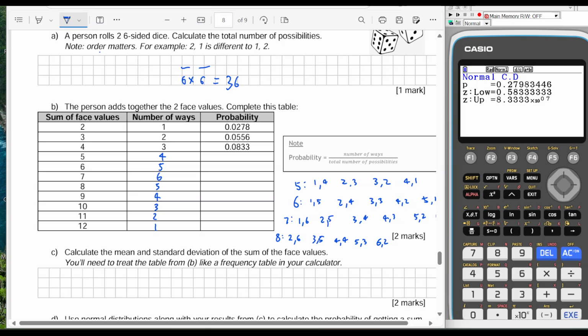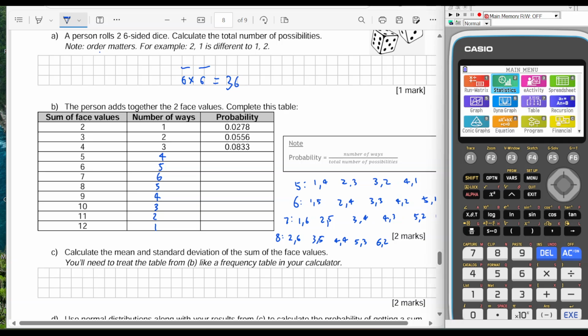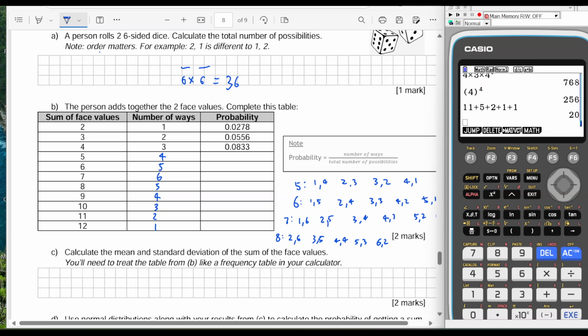Okay, next we're going to calculate the probabilities. So the reason that I've put the probability table in and started it is so that you can check. If I work out 1 out of 36, I should get 0.0278. If I work out 2 out of 36, I should get that number. 3 out of 36, I should get that number. 4 out of 36 gives me the next number, 0.1111. 5 out of 36, 0.1389.